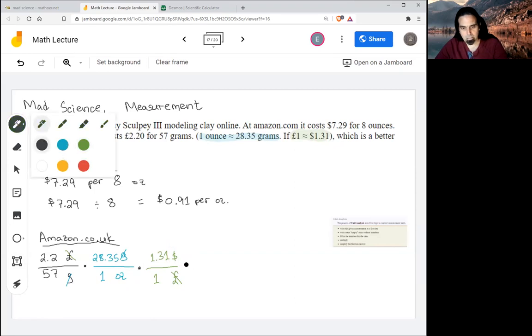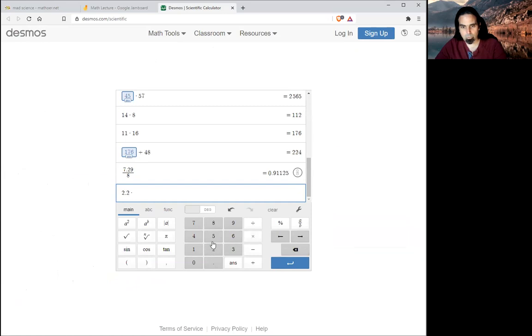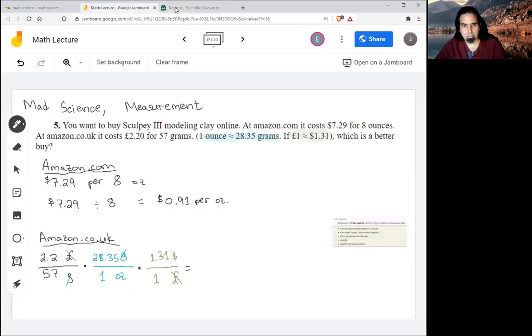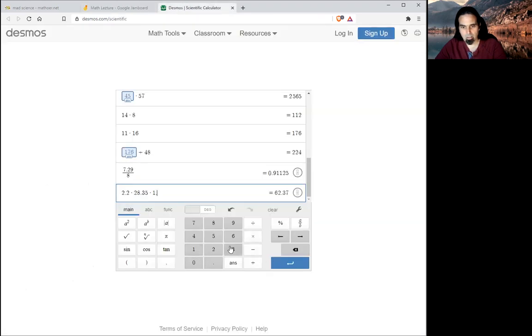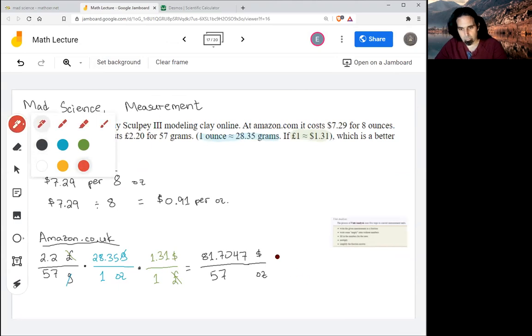Now I multiply across the top, 2.2 times 28.35 times 1.31. And I get 81.70. And I can keep all of my decimal points. It doesn't really matter because I'm about to do top divided by bottom anyway. And that's dollars. And in the bottom, 57 times 1 times 1 is going to be 57. The last step of unit analysis is top divided by bottom.